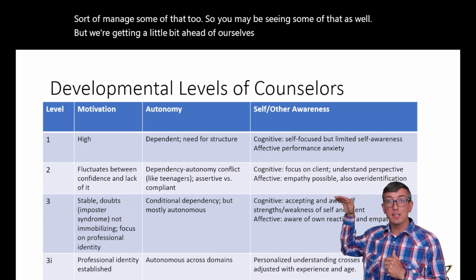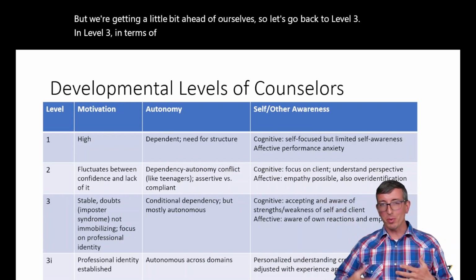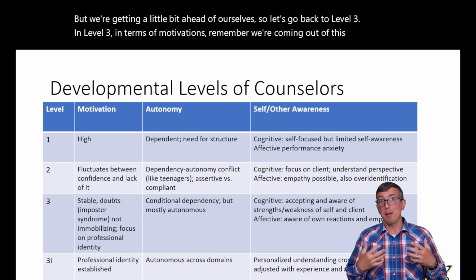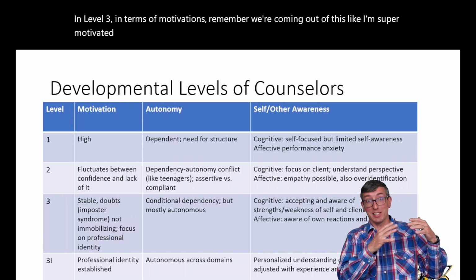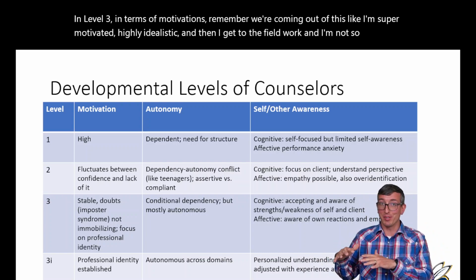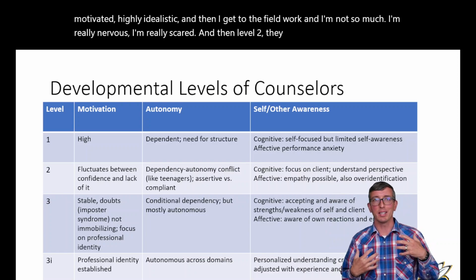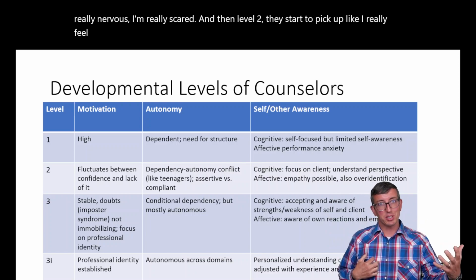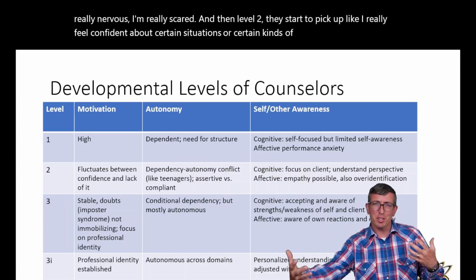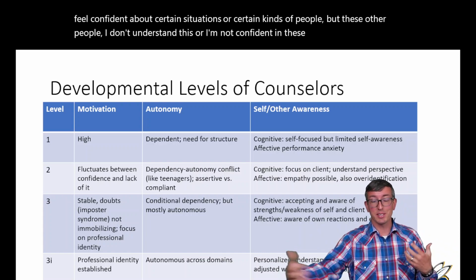So let's go back to level 3. In terms of motivations, remember we're coming out of this like, I'm super motivated, highly idealistic, and then I get to the field work and I'm not so much. I'm really nervous, I'm really scared. And then in level 2, they start to pick up like, I really feel confident about certain situations or certain kinds of people, but these other people, I don't understand this, or I'm not confident in these situations.